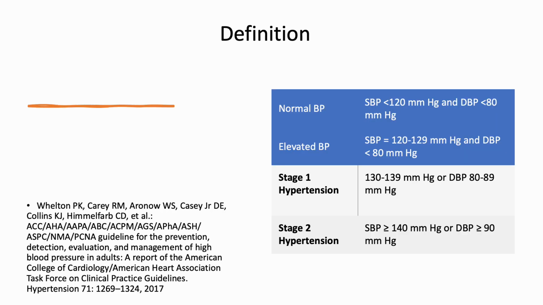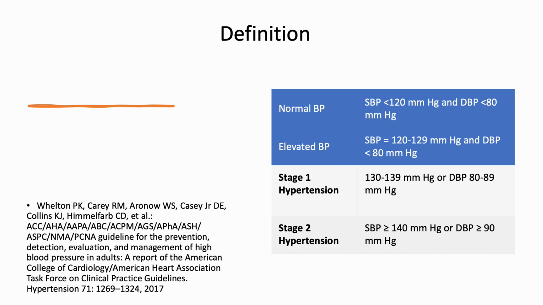Let's review these definitions from the last lecture. Normal blood pressure requires a systolic blood pressure below 120 and a diastolic below 80 millimeters of mercury. Elevated blood pressure is a systolic blood pressure between 120 and 129, while the diastolic remains below 80.